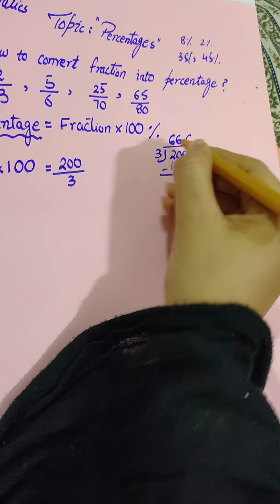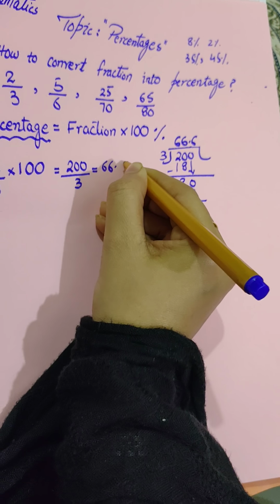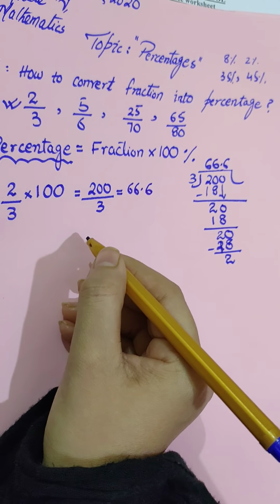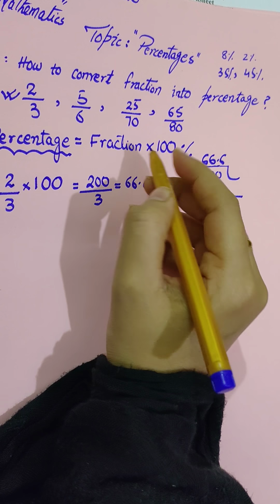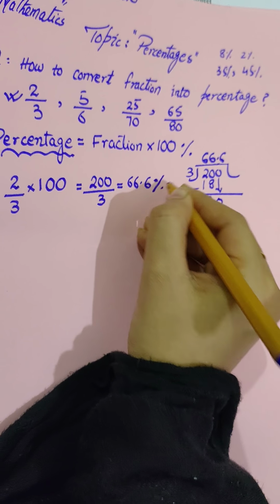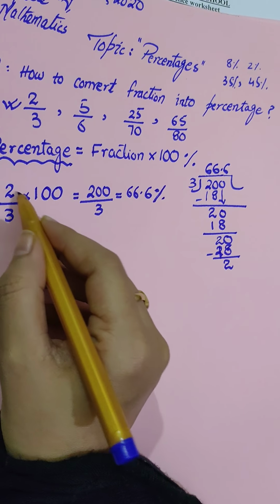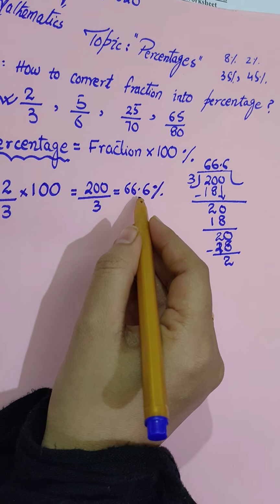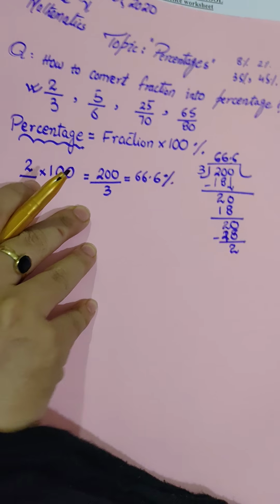Okay, so we will stop here and the answer will become 66.6, right? And as I told you, you have to put the percent sign with the answer. So here you will put the percent sign, and you got your answer that the fraction, when you multiply by 100, you will get the percentage, that is 66.6 percent, right?